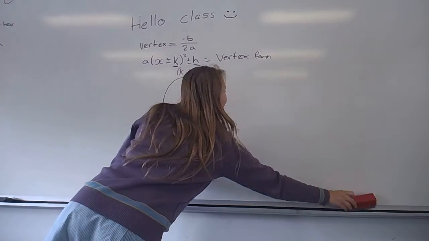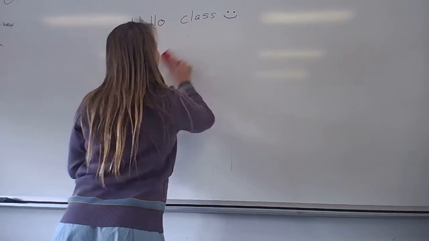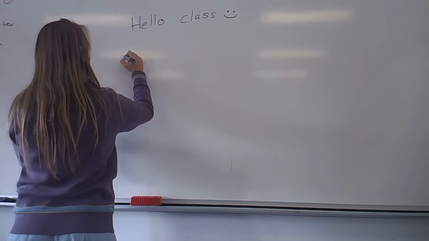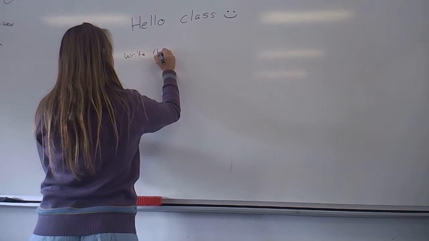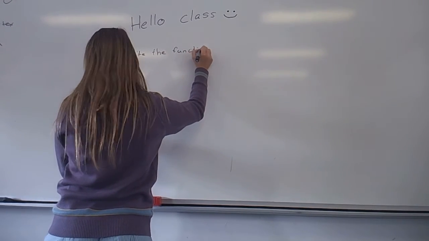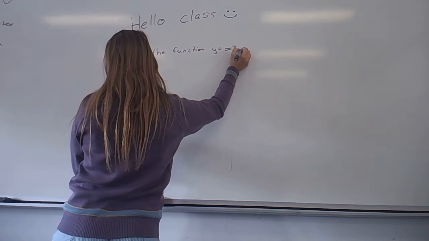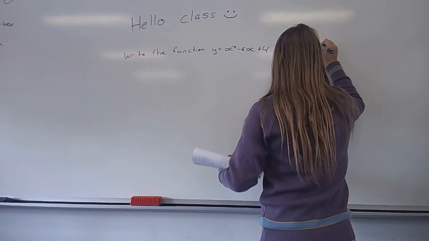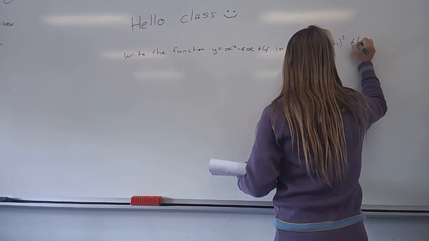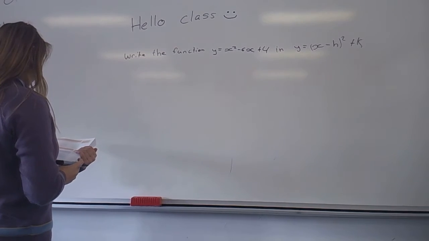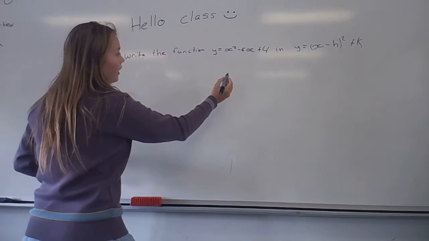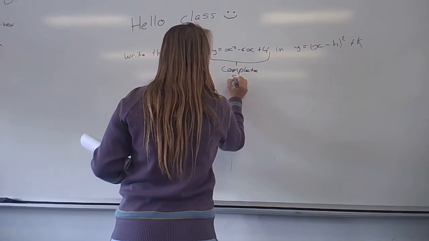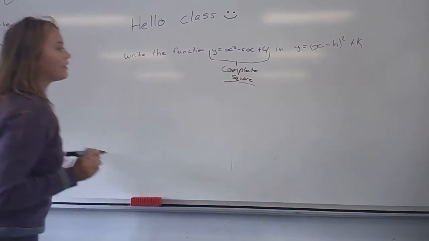Example number one. Example 10 in the exercise book, page 45. Write the function y equals x squared minus 6x plus 4 in the form y equals (x minus h) squared plus k. In order to do so, you complete the square, also known as CTS.